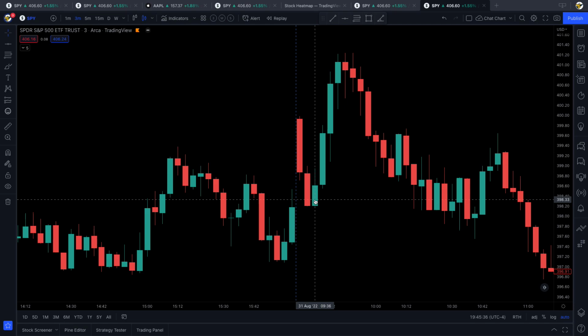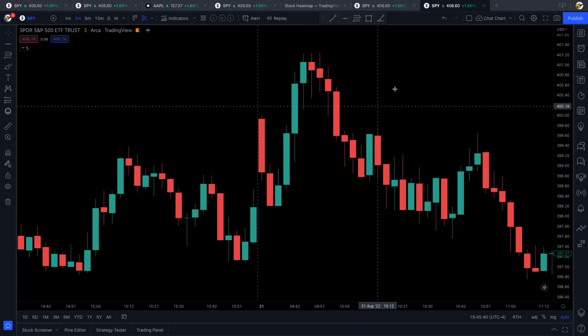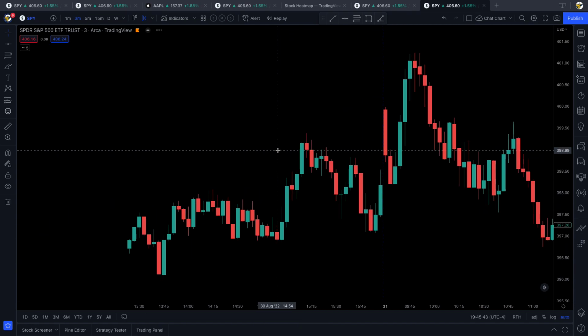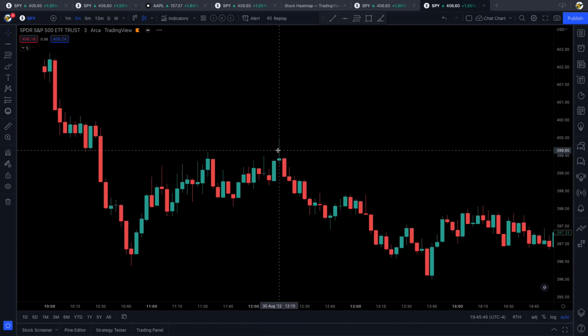Can you do the replay function? The bad thing with the replay function, and I'll show you here, we'll just use this. Where's the candle where it bounces up and down?